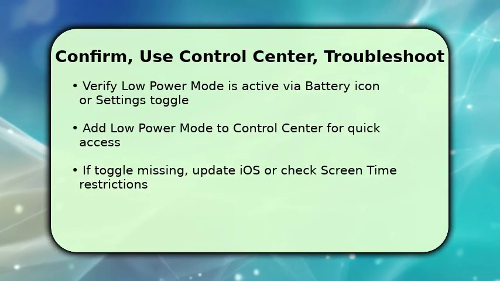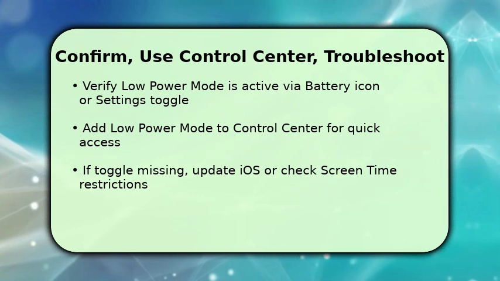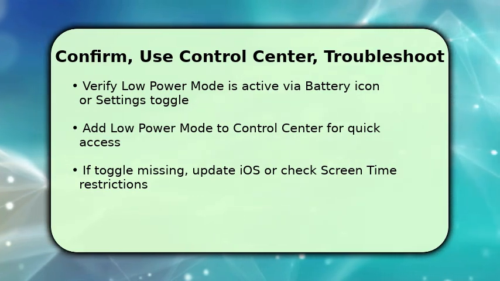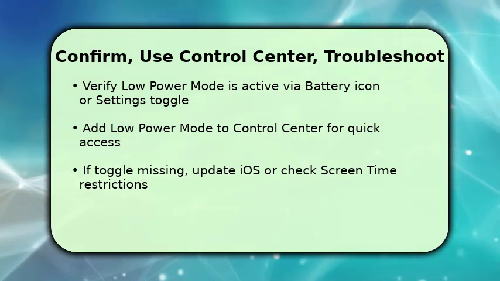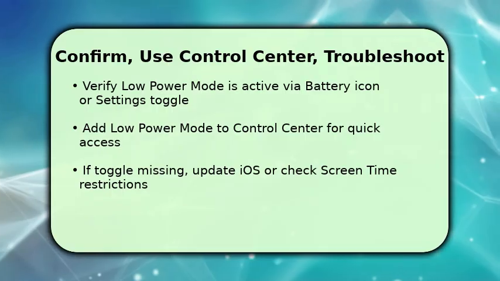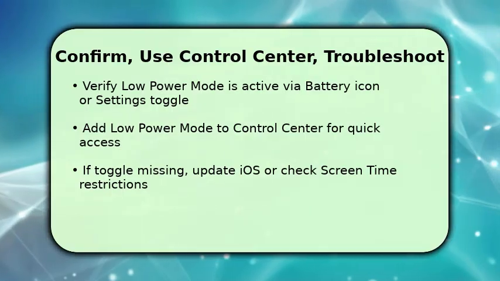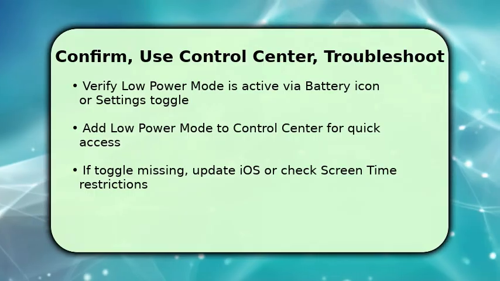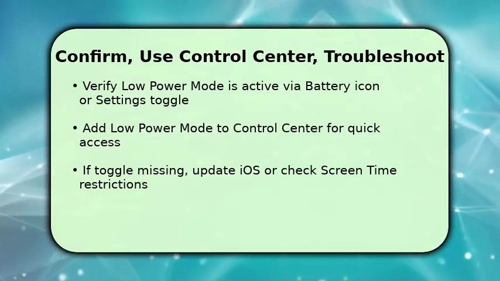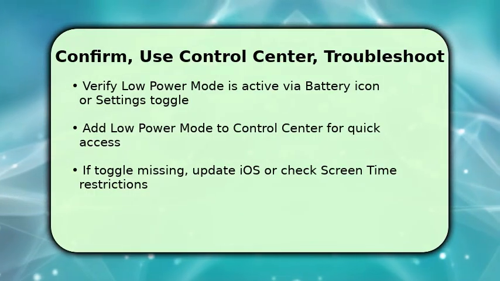For faster access later, add Low Power Mode to Control Center via Settings Control Center. Customize controls so you can toggle it with a swipe. If you don't see the option, make sure your iOS is up to date and that screen time or restrictions aren't blocking changes. If problems persist, restart the iPad and retry.